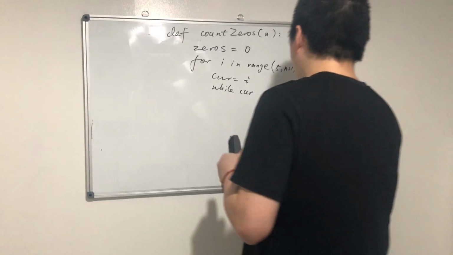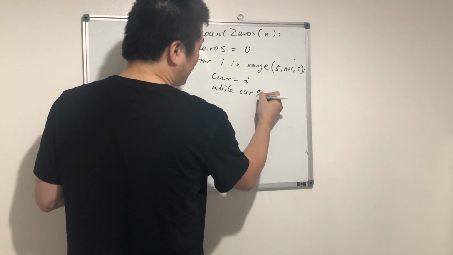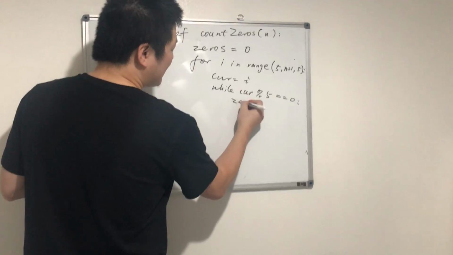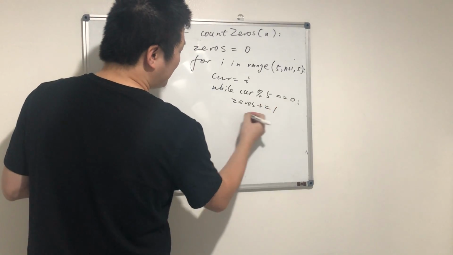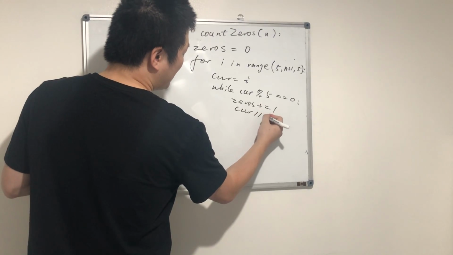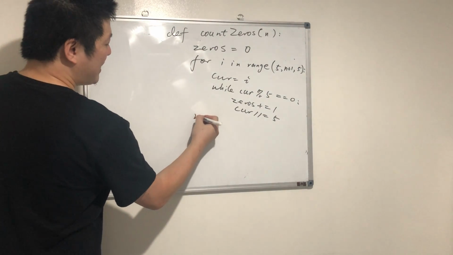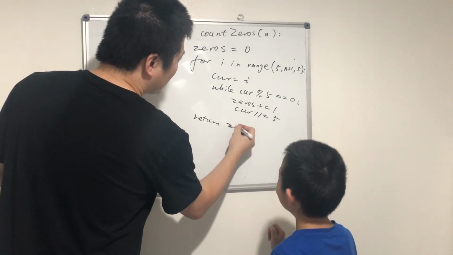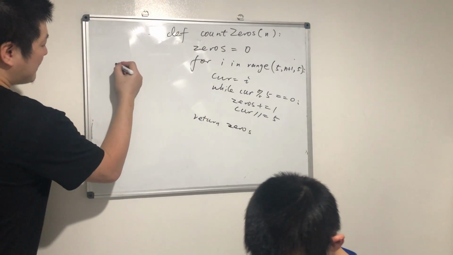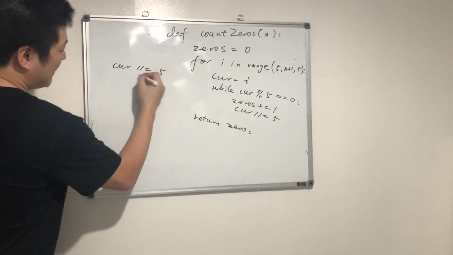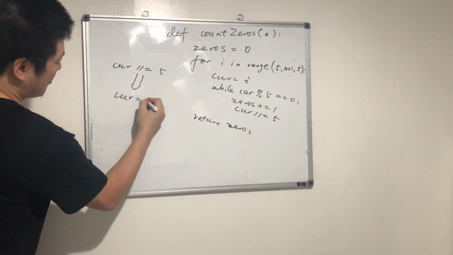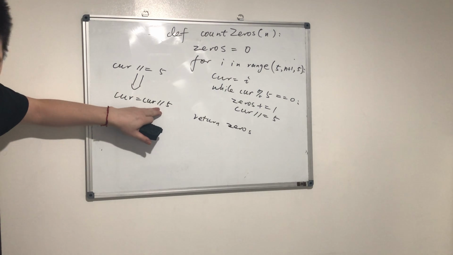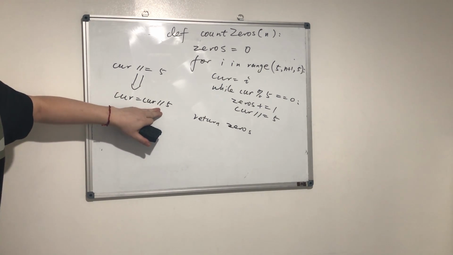If current can be divided by 5, then we add 1 to count, and then current is divided by 5. Then return count. This is the same as current equals current divided by 5, integer division, where I want only the integer part.